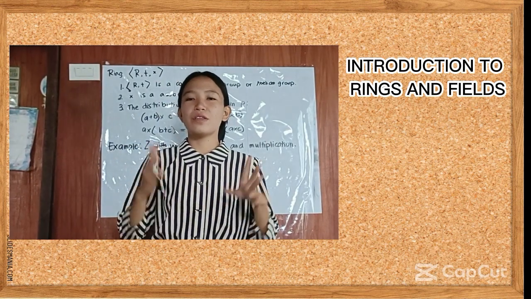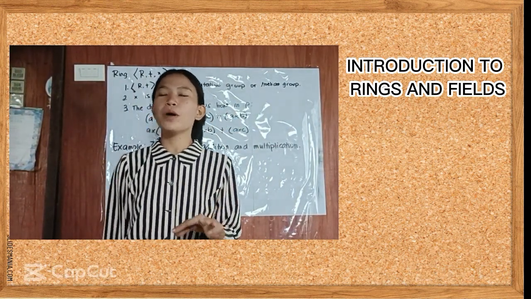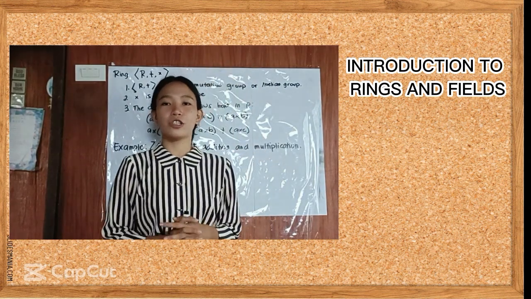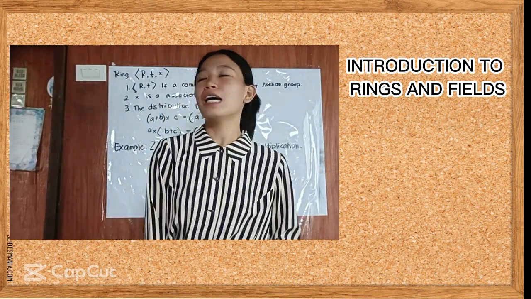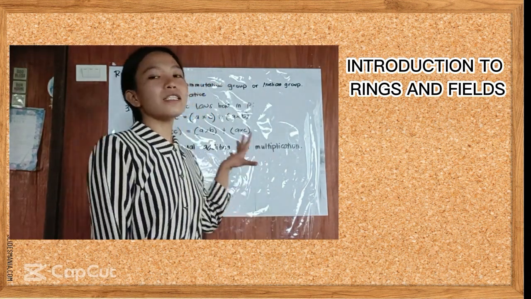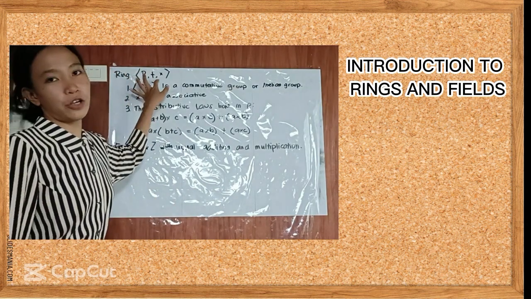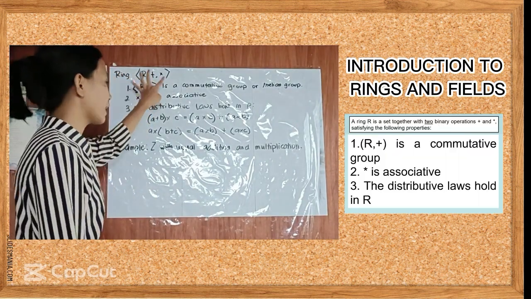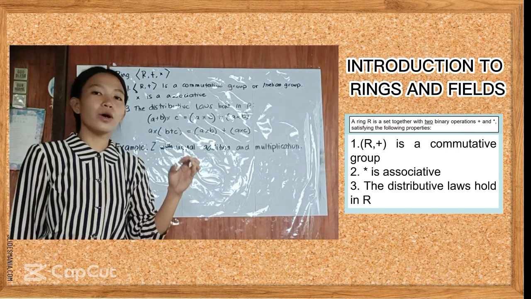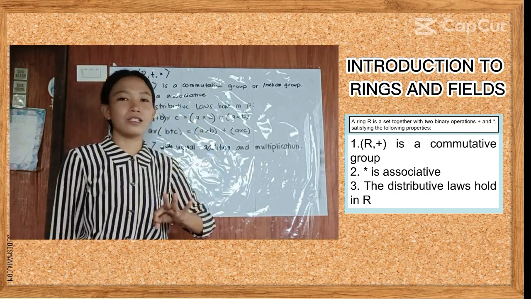We are done talking about groups, abelian group, and alternating group. Let's now proceed to the introduction of ring and field. Let's define first what is ring. A ring is a set R with two binary operations, which are the addition and multiplication. In a ring, we also have three properties that we need to satisfy.